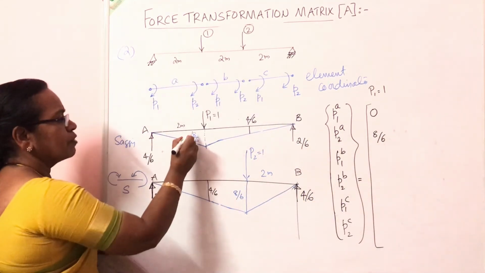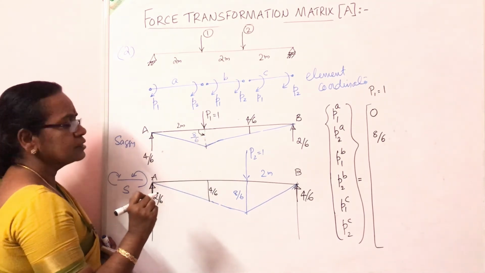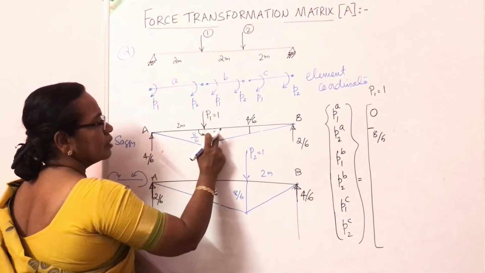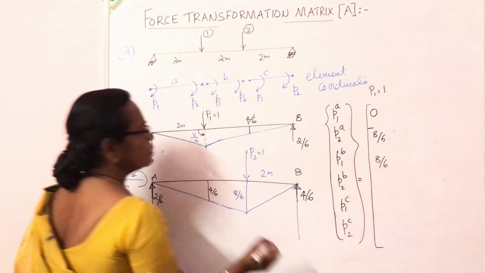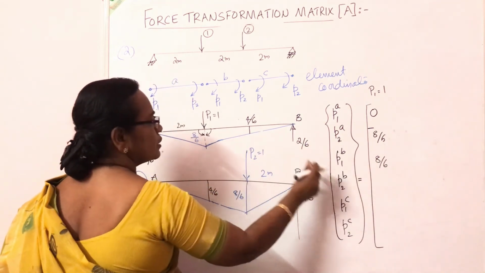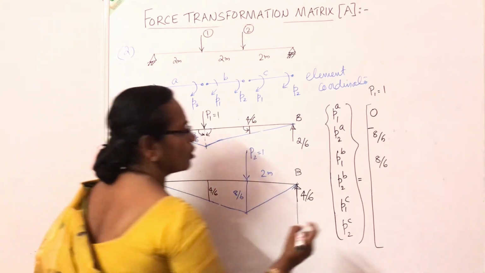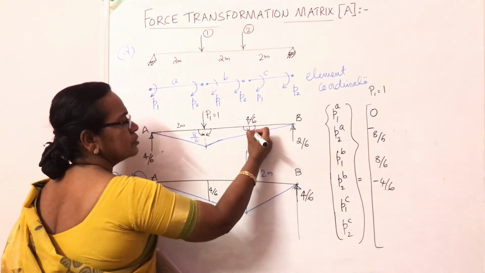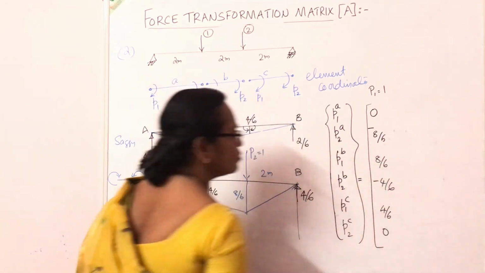What about the sign? From the base to the ordinate, you draw this arrow. Base and then the ordinate later. It is anti-clockwise. So it is minus 8 by 6. Then for the second element, B, the first end, the moment is numerically 8 by 6. What about the sign? From the base to the ordinate, clockwise. So it is plus. Now here, P2 of B, from the base to the ordinate, it is anti-clockwise, minus 4 by 6. For the third element, from the base to the ordinate, it is plus 4 by 6. And here it is 0.